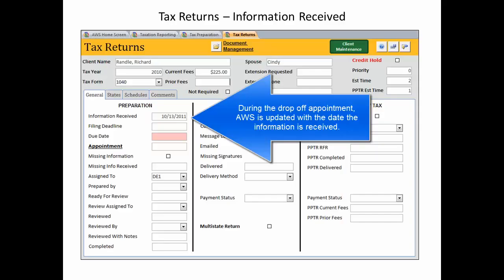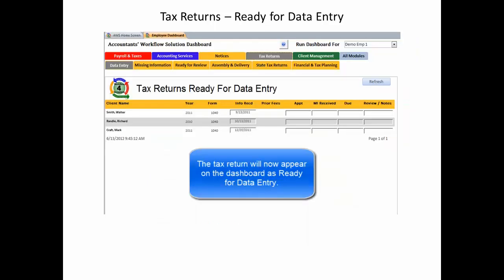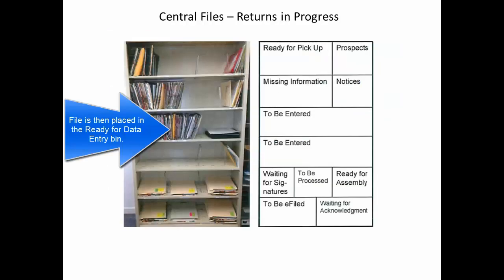During the drop-off appointment, AWS is updated with the date that the information was received. The tax return will now appear on the dashboard as ready for data entry. The client's folder is then placed in the Ready for Data Entry bin.